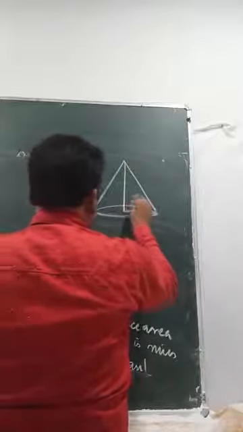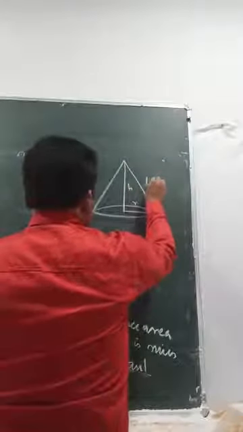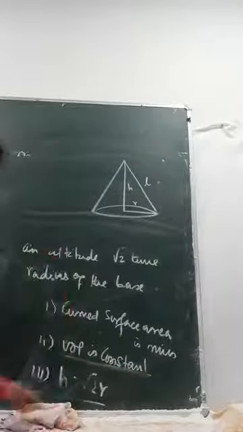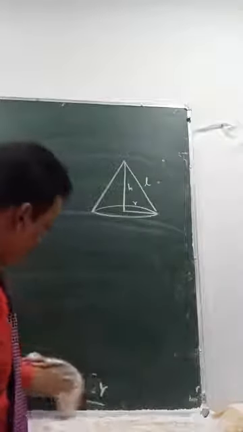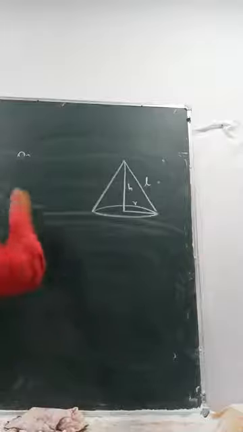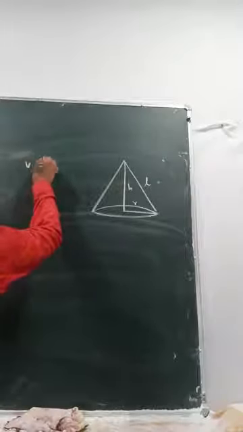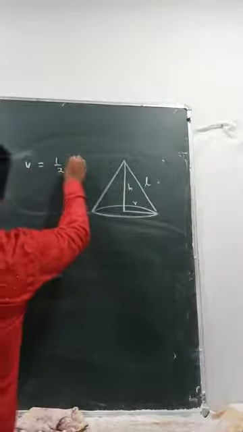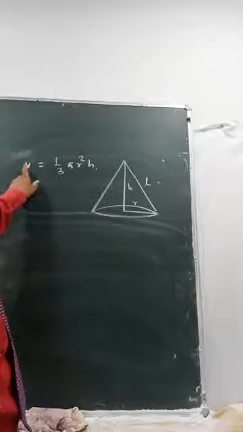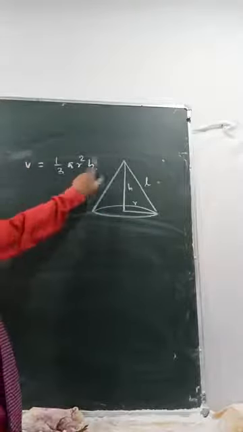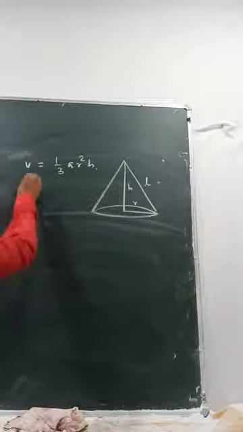We write this is R, this is S, this is Z. Okay, just think of V is your 1 by 3 pi r square h. Just see, this is constant, but these two are variable. Okay, let it go.